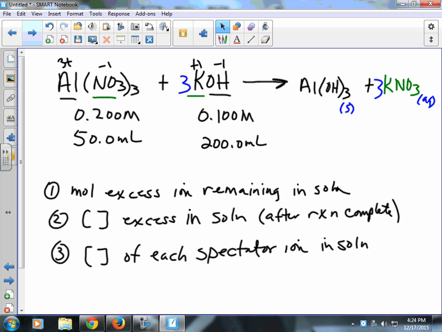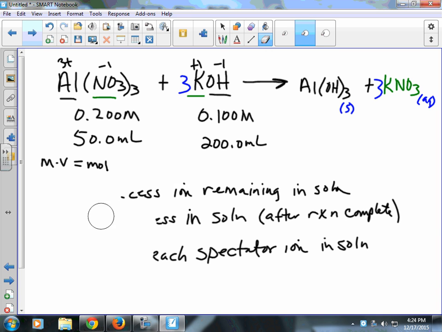Now, for this bonus, the next thing we need to do is know how many moles of each reactant we have. Remember, molarity times volume in liters gives us number of moles. I'm going to erase some of the stuff down here so I have some room to work on this little board.